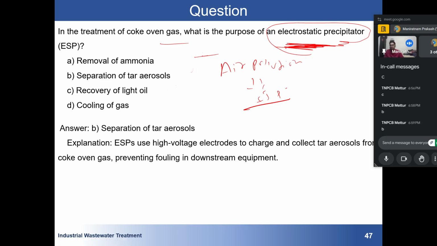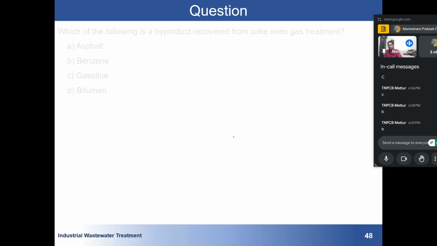So the answer is B, separation. The ESP uses a high voltage electrode to charge and collect tar aerosol from the gas, preventing fouling of downstream equipment. Okay, so it is just for separation of tar and tar aerosol. I hope this is clear to you.